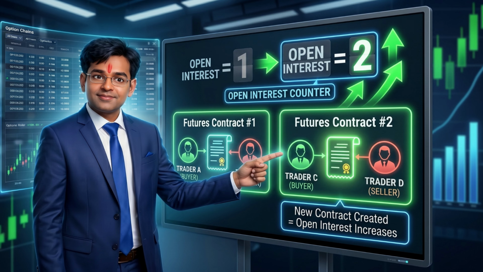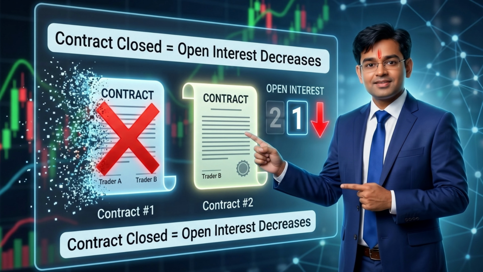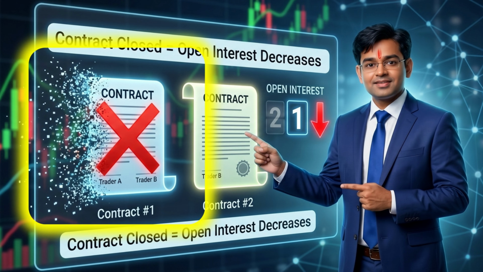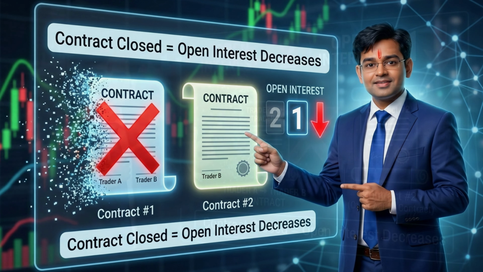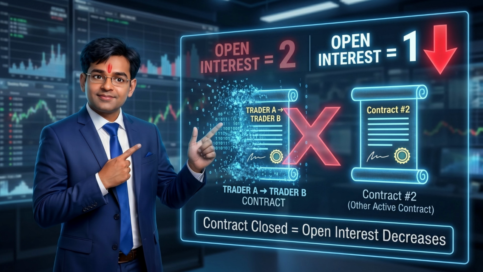Now let's see the opposite situation. Suppose Trader A and Trader B decide to close their positions. The contract between them ceases to exist. One active contract is removed from the market and open interest falls. So whenever existing contracts are closed, open interest decreases.